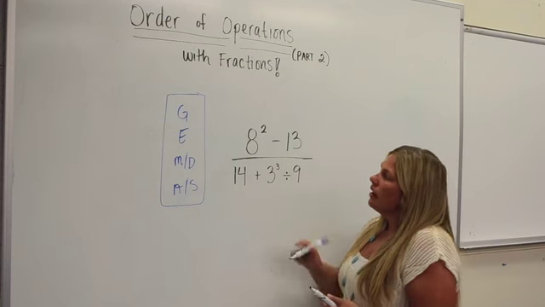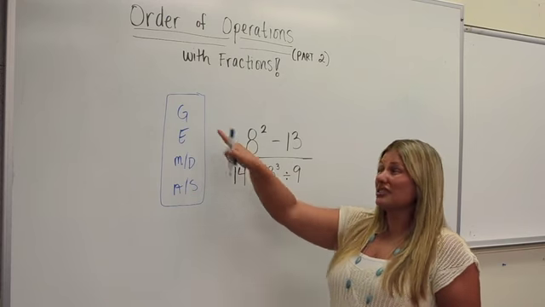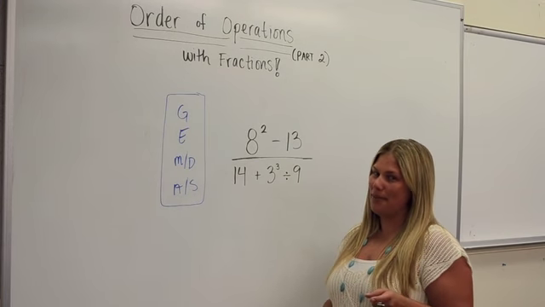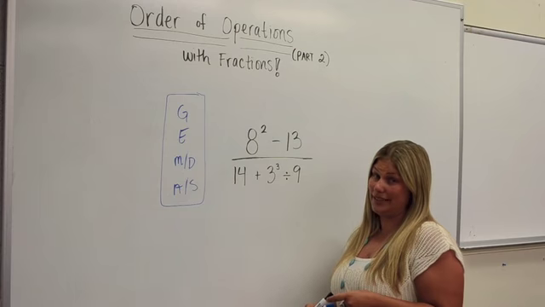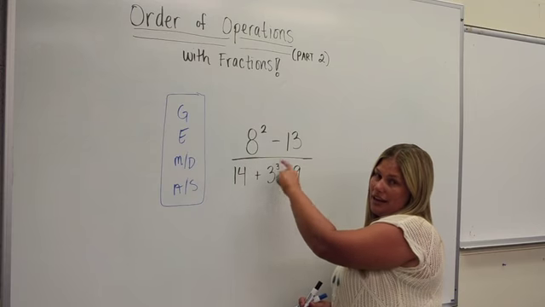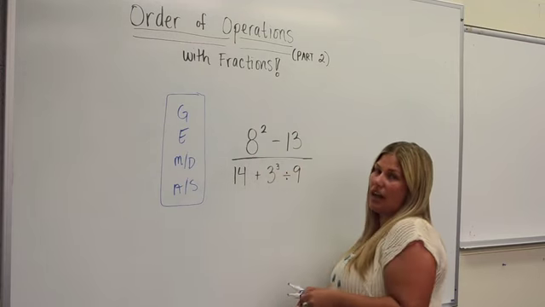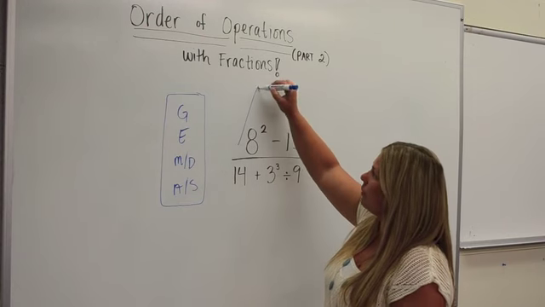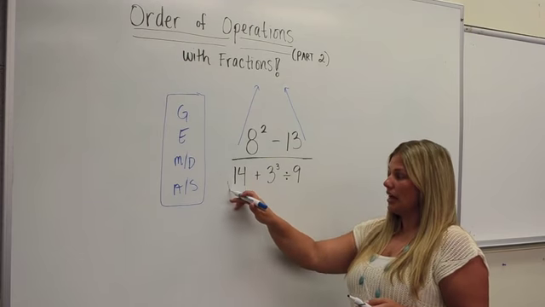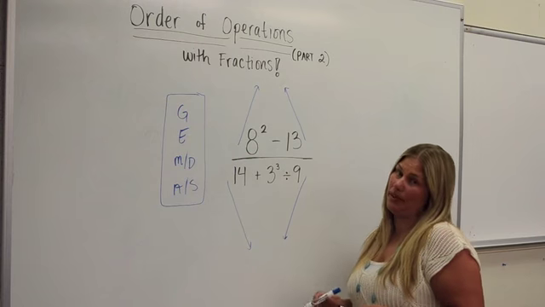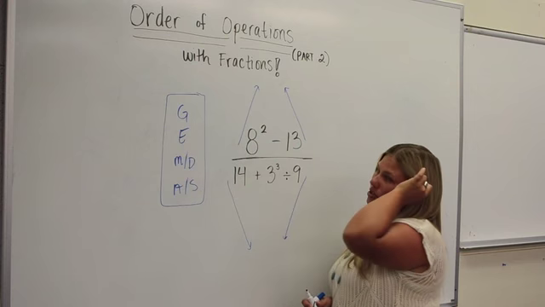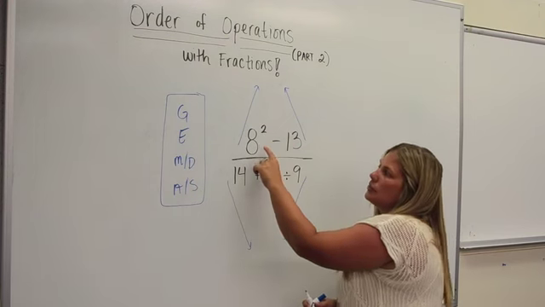So let's start. When we have this fraction, the first thing we're looking for is that G, the grouping. And this is why I like GEMDAS better than PEMDAS, because I don't see any parentheses, but I do see a grouping symbol. Remember, this big fraction bar right here groups everything together on the top, so we're going to have to solve this top portion first. And it groups everything together on the bottom, so we're going to have to solve the bottom portion separately. So let's not even worry about the bottom part first. Let's just focus on this top portion, which is called the numerator. So let's work this out.